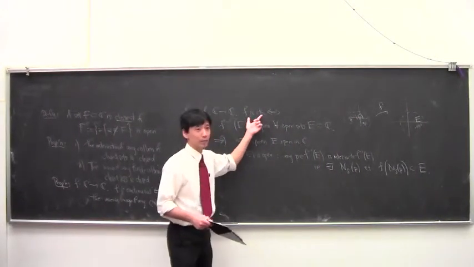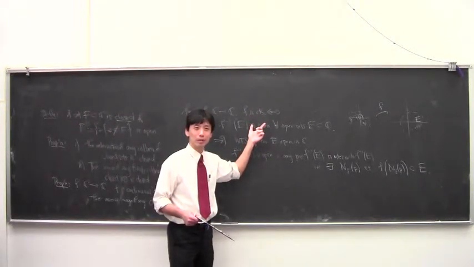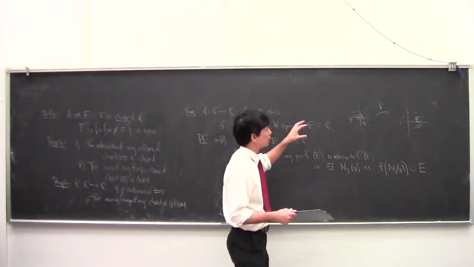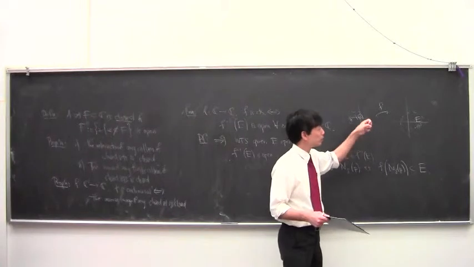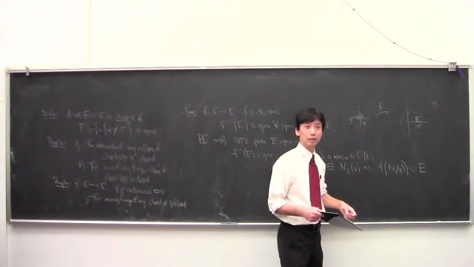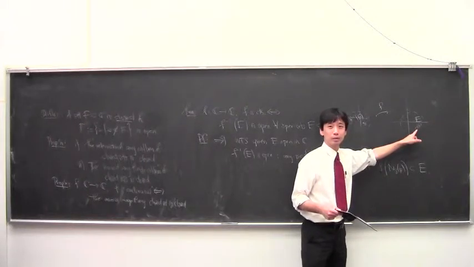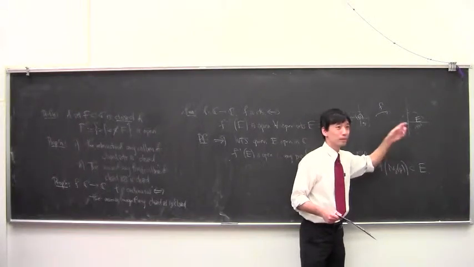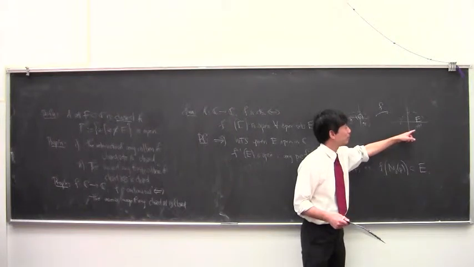You have only one fact about F. It's continuous, right? Remember what continuous means. Continuous means that we can make the outputs as close to F of P as we want. So how close do we want to make it? Arbitrarily close. Well, not arbitrarily close, but a certain amount.